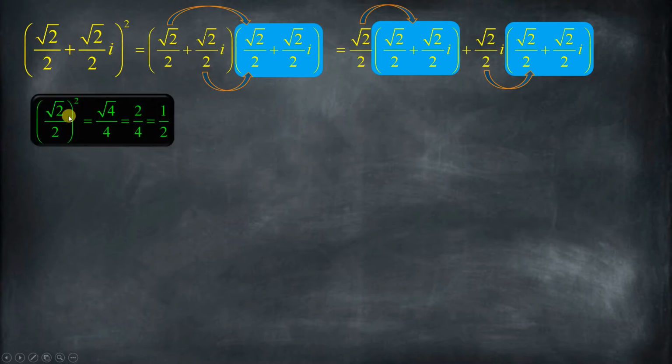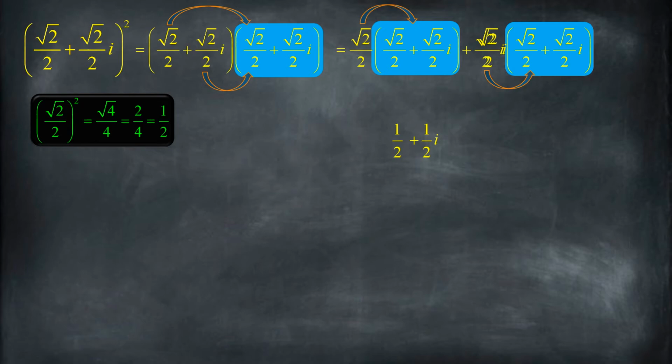So the square root of 2 over 2 squared is the square root of 4 over 4. The square root of 4 is 2. 2 divided by 4 is 1/2, right? So let's go ahead and just be careful with this. The square root of 2 over 2 times itself is just 1/2. And then the square root of 2 over 2 times the square root of 2 over 2i is plus 1/2i.